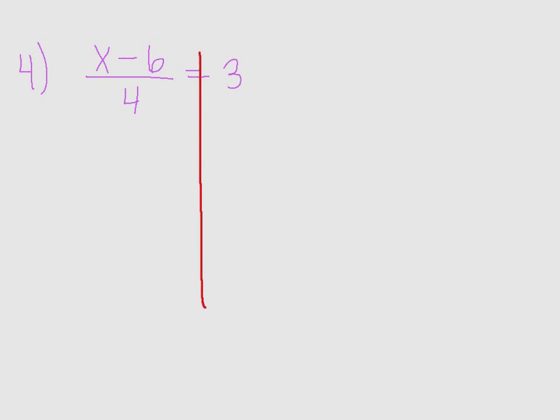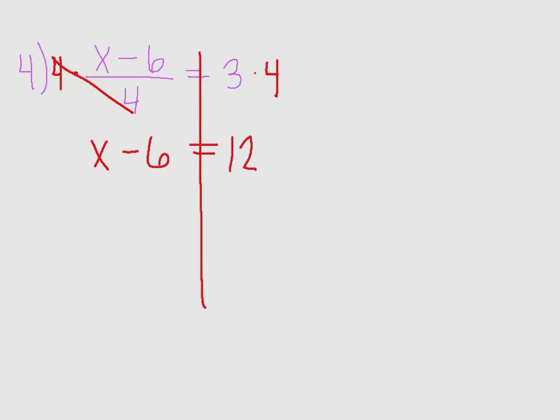I have x minus 6 divided by 4 equals 3. I find my variable, and with it is my minus 6. I cannot touch that top part, which is called my numerator, until I get rid of my denominator. The inverse of division is times, so I am timesing both sides by 4. My 4s will cancel, and I'm left with x minus 6 equals 3 times 4, which is 12.